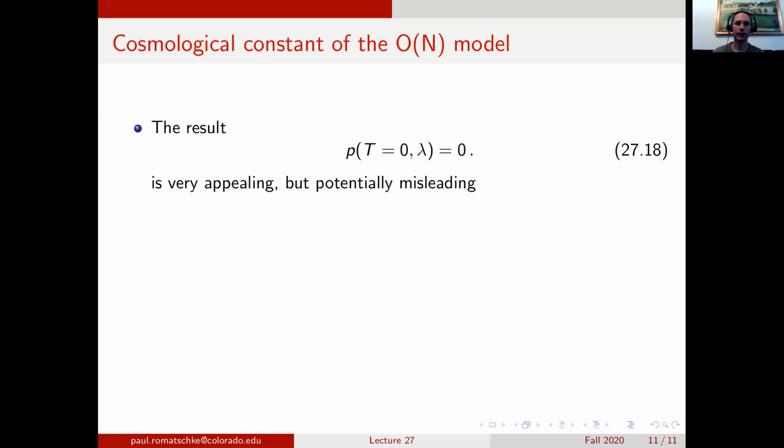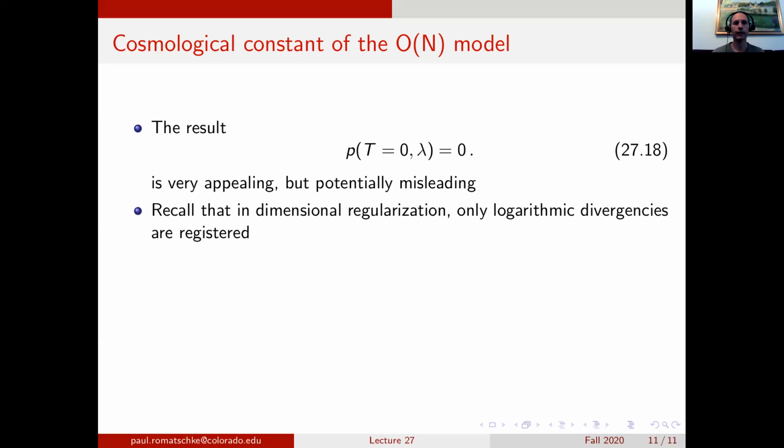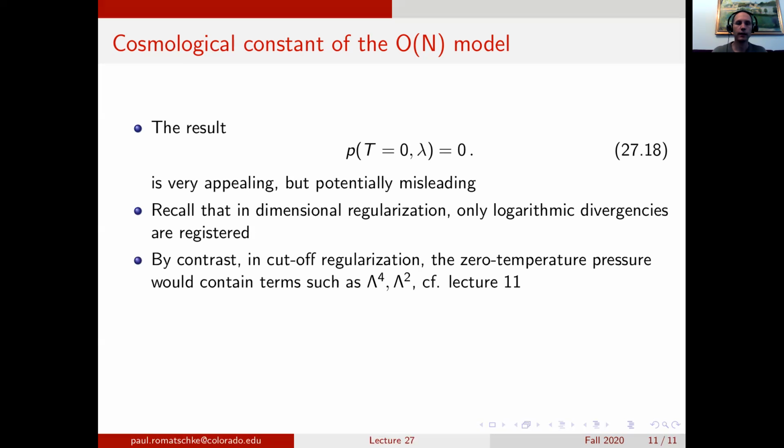which itself seems to be a very appealing result because we usually associate this with measurements of the cosmological constant in space. However, you have to recall that we got this result in dimensional regularization, which only cares about logarithmic divergences. If we were to repeat this analysis, for instance, in cutoff regularization, we would find that the zero temperature pressure would indeed still contain terms like cutoff to the 4, cutoff squared, and so on, just as we discussed in lecture 11.